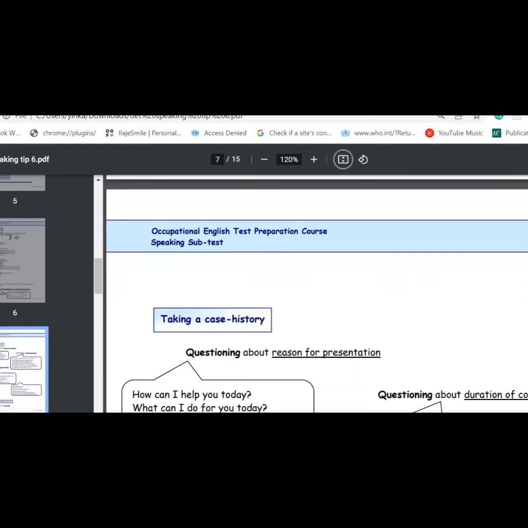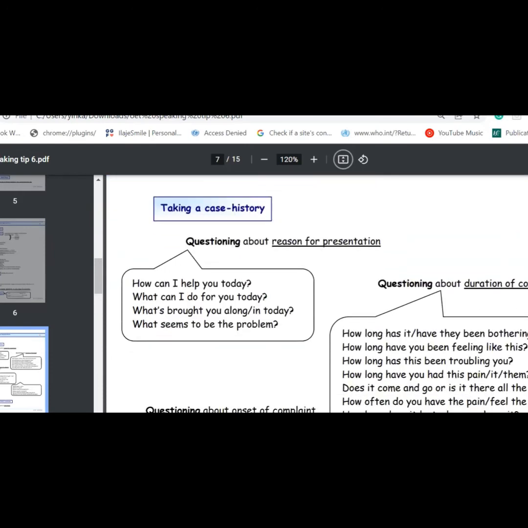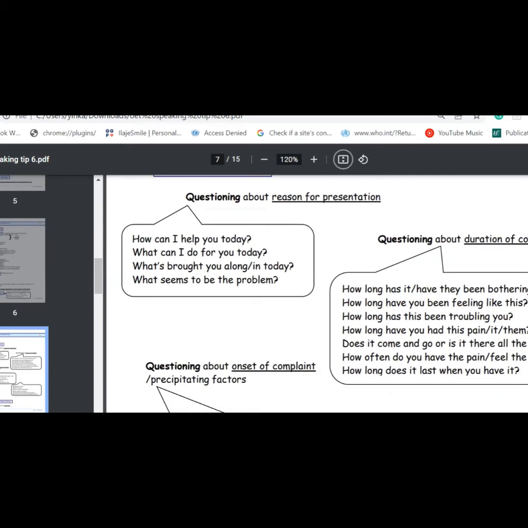So, like I said, please go and attend to this. I need you to practice alongside. Now, how do you take history? Of course, you know this already. So the question here about reason for presentation, that's the first thing. So you can say what brought you along in today, what seemed to be the problem. So these are examples of what you can say. So pick the one that flows well with you.